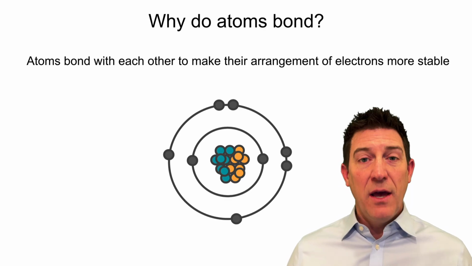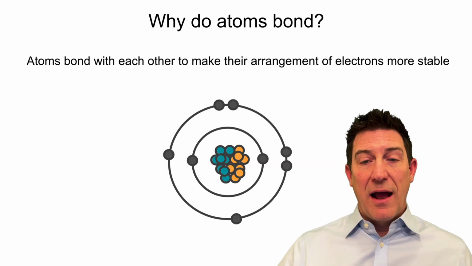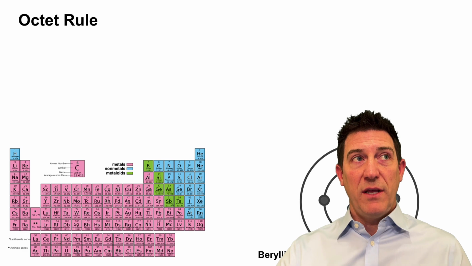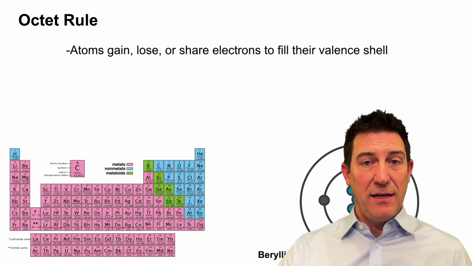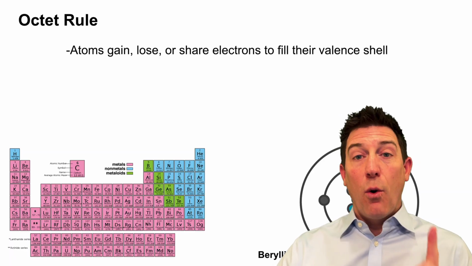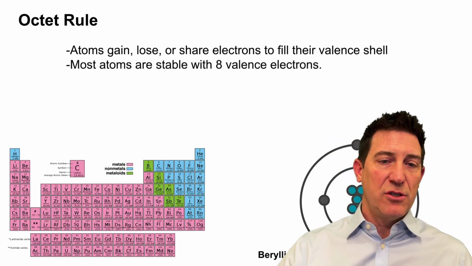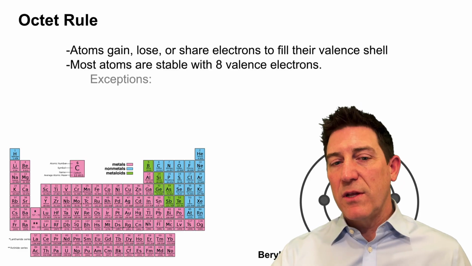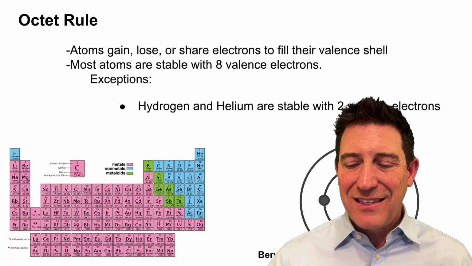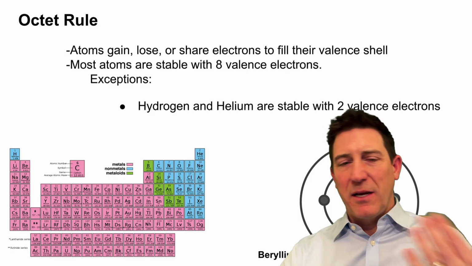Atoms bond with each other to fill up their outermost shell. They are at their most stable form when their outermost shell is filled up. That's called the octet rule. So if we think about octet, that refers to 8, right? So atoms will gain or lose electrons, that's ionic bonding, or share electrons, that's covalent bonding, to fill up their outermost valence shell. Most atoms are stable with 8 electrons. There's 2 exceptions. Hydrogen and helium are stable with 2, and some metals will lose electrons, so they lose their outermost shell, and then the inner shell becomes the outer shell.